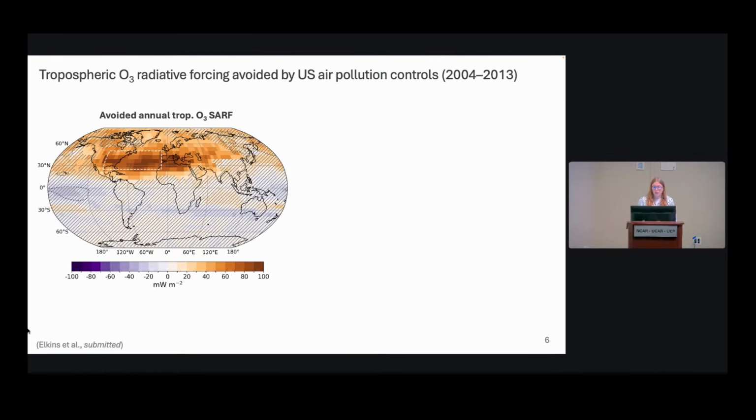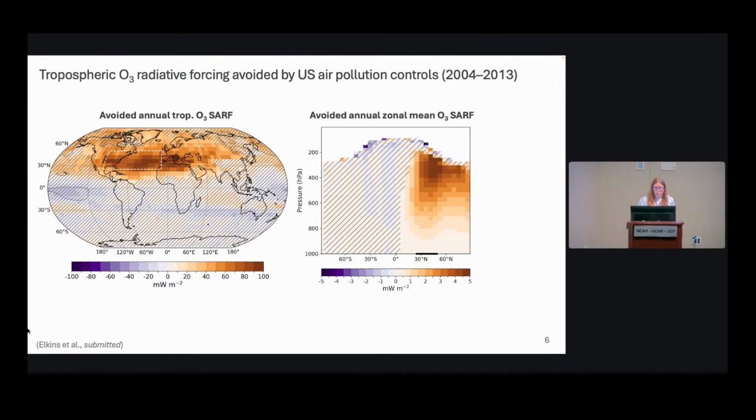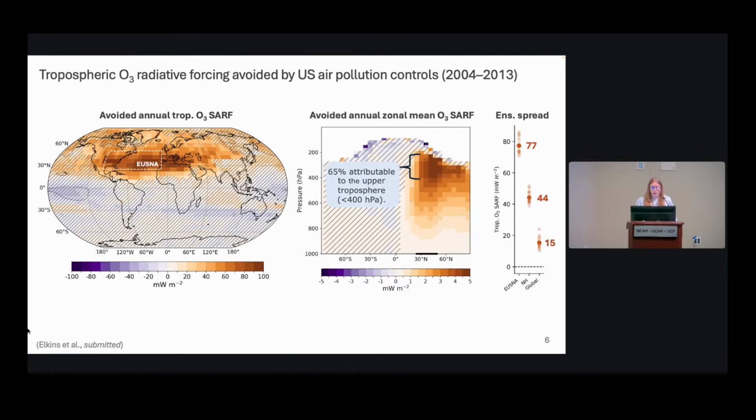So we see that the pattern of the SARF is relatively similar to the pattern we saw for the avoided column ozone, but there's a few additional peaks over the North Atlantic Ocean, sort of on the right-hand side of that box, and over the Sahara Desert. Looking at the zonal mean, we see that over 65% of the northern hemispheric zonal mean avoided SARF is attributable to the upper troposphere. So really highlighting this region in the upper troposphere where ozone is important as a powerful greenhouse gas. We average our avoided SARF over these same 3 spatial regions.